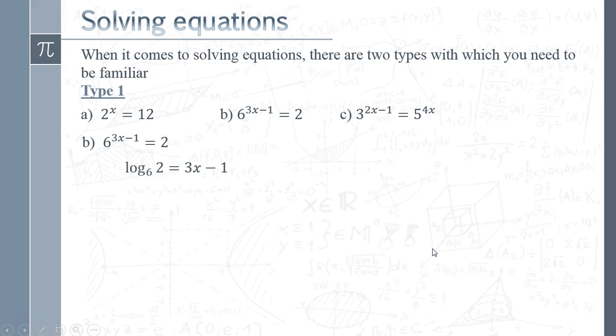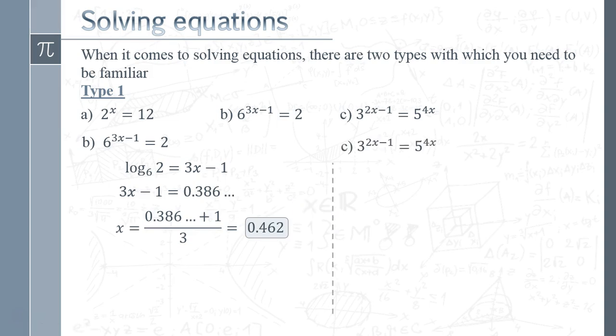All I'm going to do with this one is rewrite that statement using logs. So we've got log to the base 6 of 2 equals 3x minus 1. And again, the key thing is that this value here is just a value that we can get out of our calculator. So therefore, 3x minus 1 is 0.3866. That's that value there, log to the base 6 of 2. And then it's just a case of add 1, divide by 3. And there you go. There's your answer.